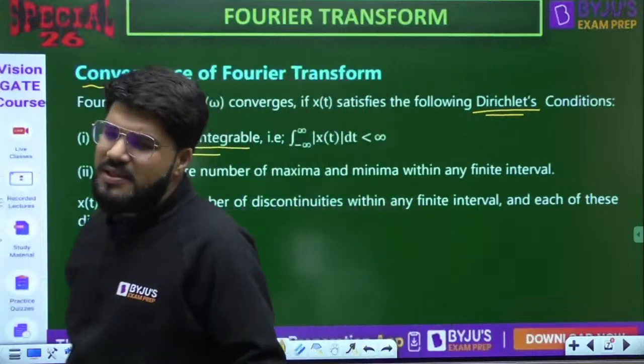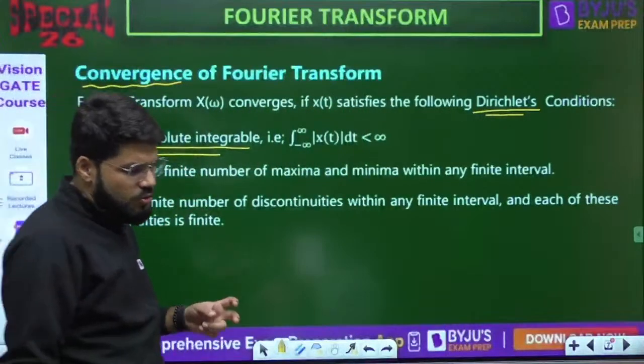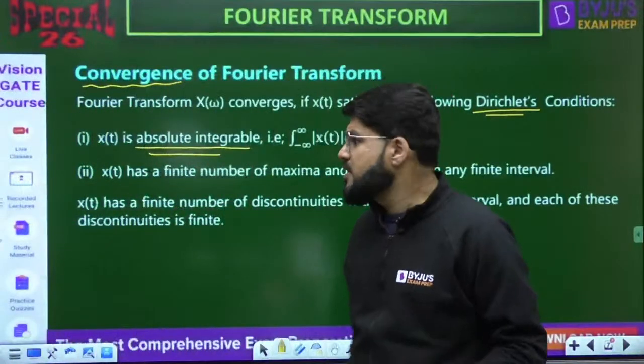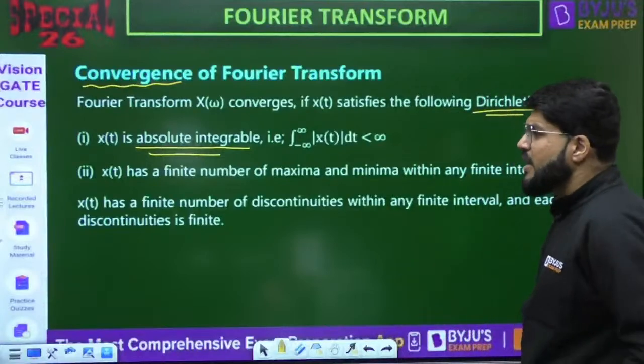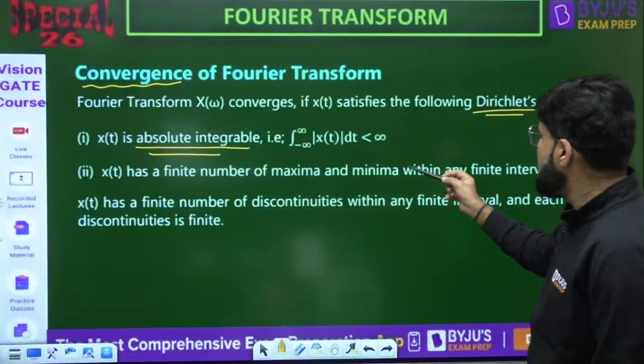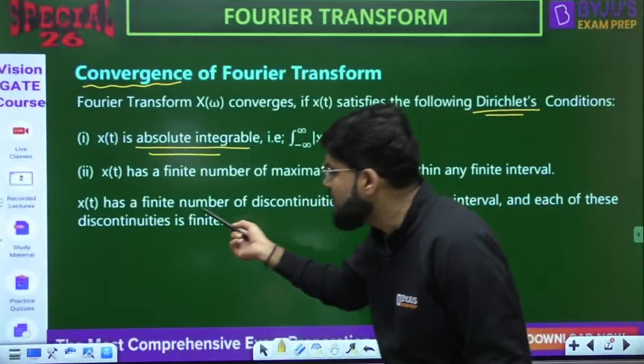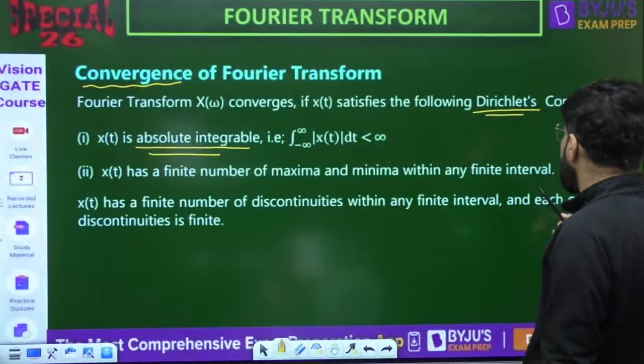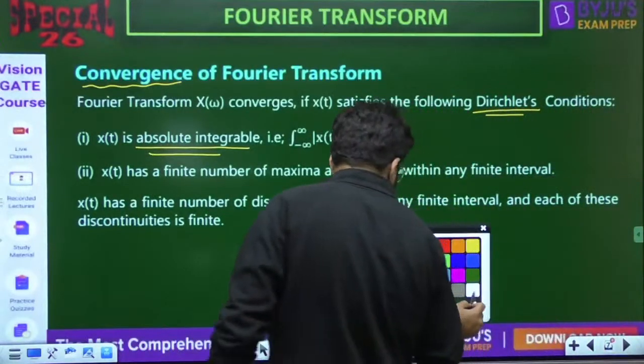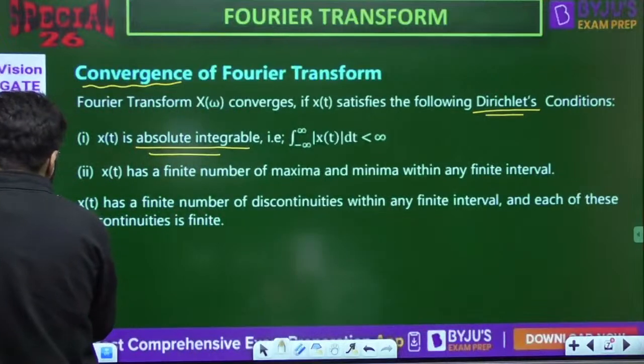There are also two other conditions, which we write just to be sure that we have a deterministic signal, not a random signal. x(t) has a finite number of maxima and minima within any finite interval, and if it has discontinuities, it should have a finite number of discontinuities within any finite interval, and each discontinuity is finite.